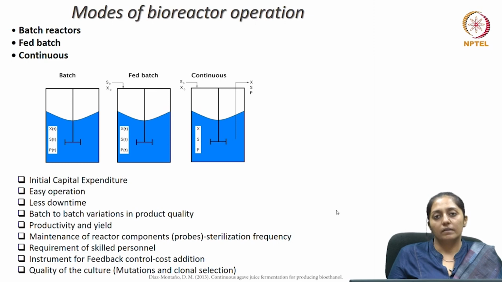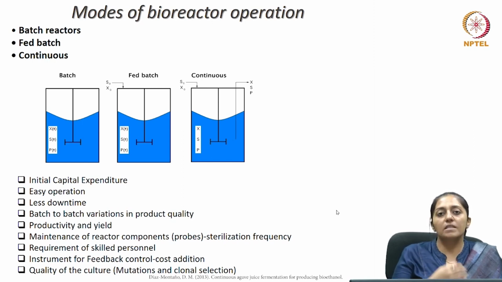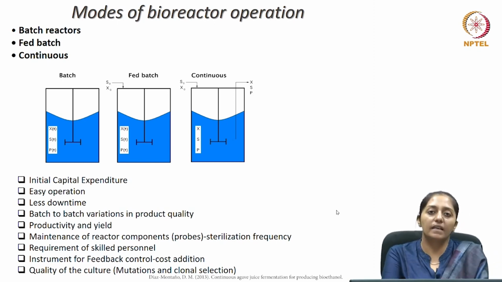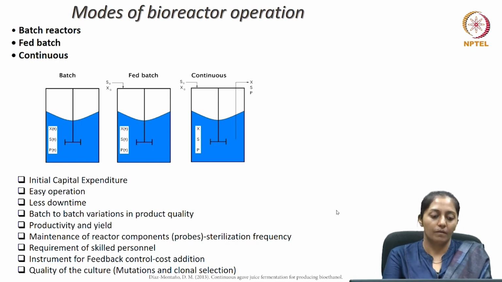In the third diagram, you can see that there is one stream which is going inside the reactor and there is another stream which is also coming out from the reactor. So there is continuous inlet and outlet from the reactor. This mode of cultivation is termed as continuous mode of cultivation. We will be talking about these in details when we will study the designing of these different modes of cultivation.